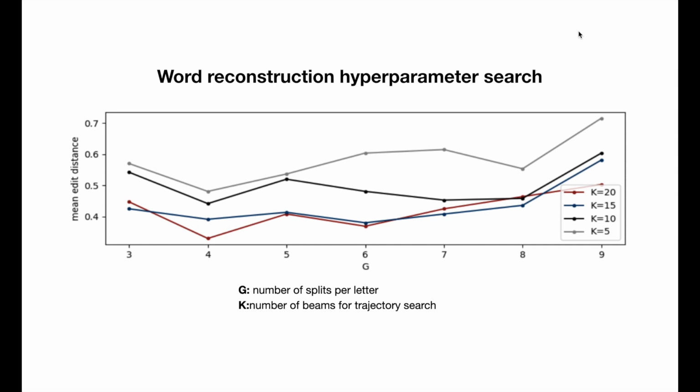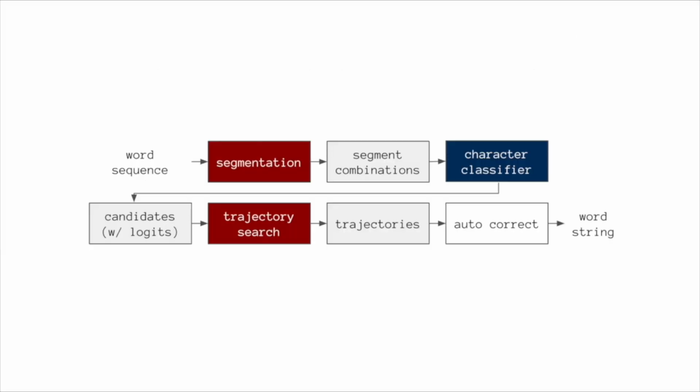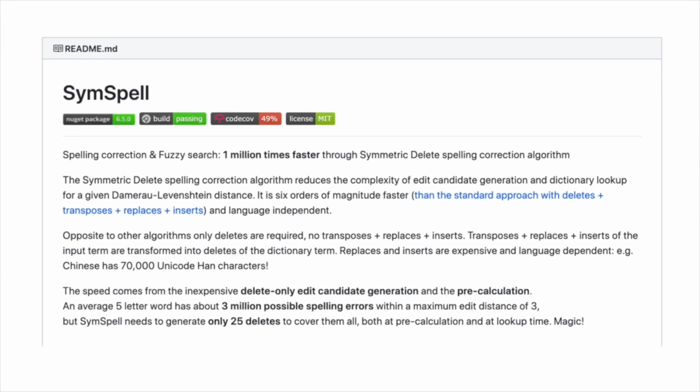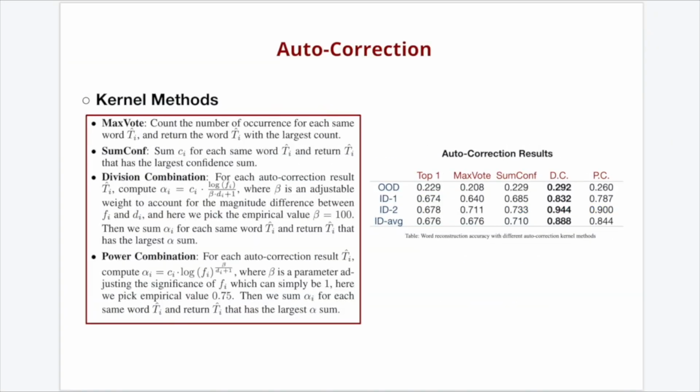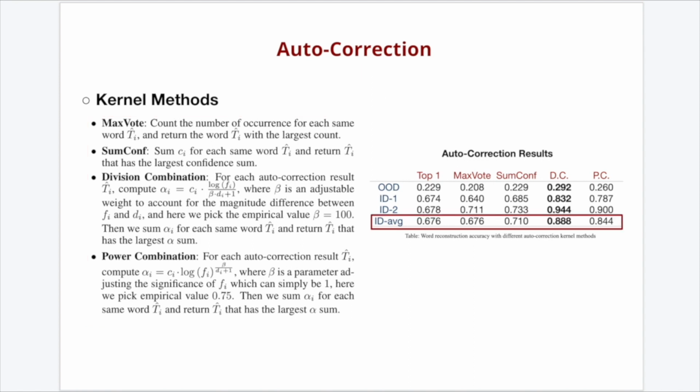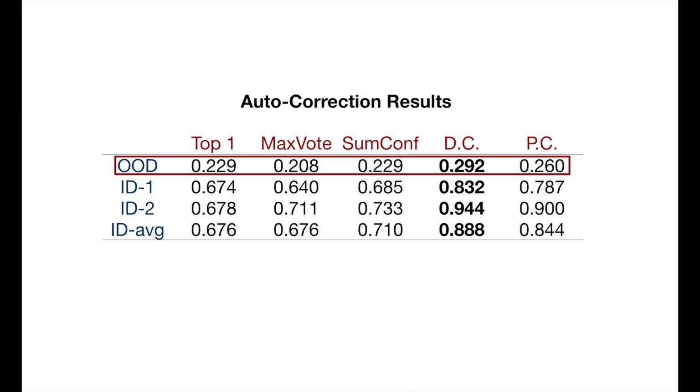We find that a higher number of beams generally produces higher accuracy by giving more confident options for the autocorrect model to work with, while a higher number of splits can sometimes worsen performance by introducing unnecessary noise. Autocorrection is our last step in the pipeline and is implemented based on SymSpell. We experiment with 4 different kernel methods to select the final prediction from top K candidates and achieve a high recognition accuracy of 88.8%.